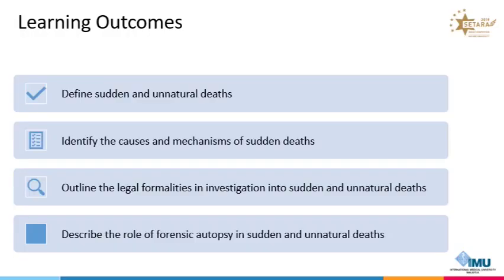There are several learning outcomes that you have to fulfill at the end of this lecture. Firstly, you need to be able to define what a sudden and unnatural death is, and then of course identify some of the causes and mechanisms that lead to sudden deaths. Then you need to know a little bit about the legal formalities when investigating sudden and unnatural deaths, particularly in relation to Malaysia and also in the world in general, and how the forensic autopsy would assist when investigating these types of deaths.